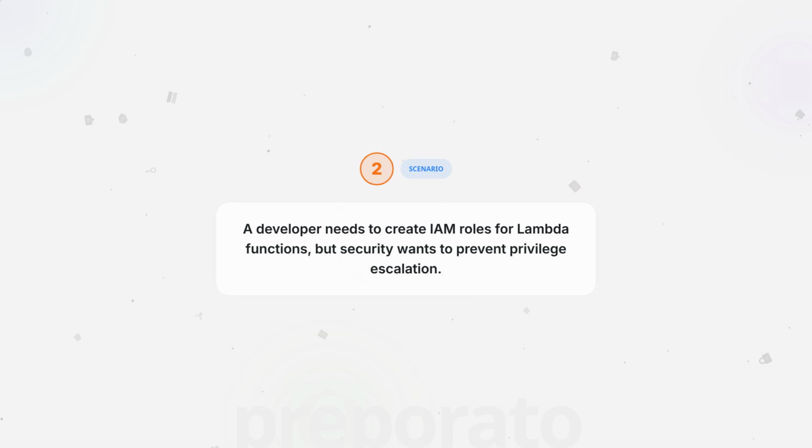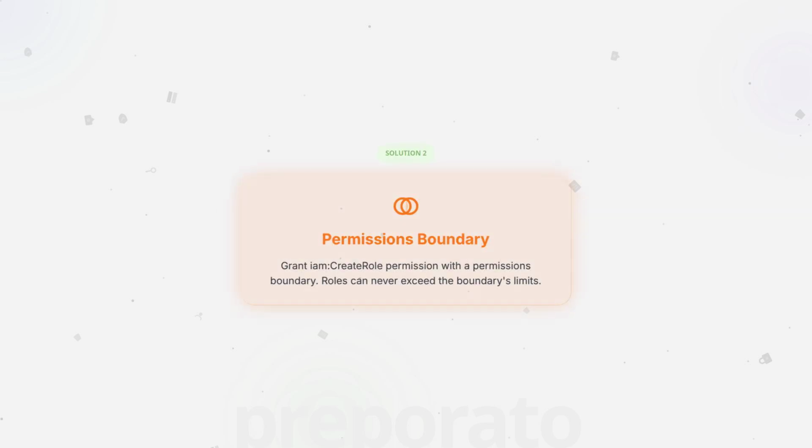Scenario 2. A developer needs to create IAM roles for Lambda functions, but the security team wants to prevent privilege escalation. Solution: grant the developer the iam:CreateRole permission but attach a permissions boundary. The developer can create roles, but those roles can never exceed the boundary's limits.